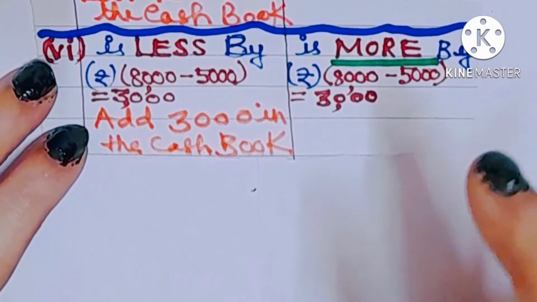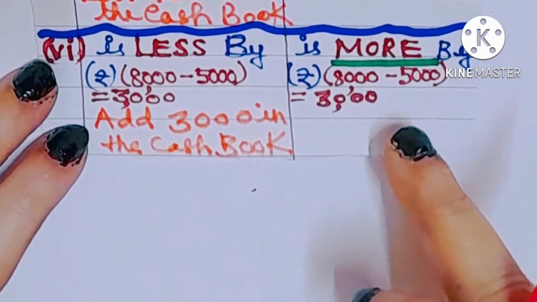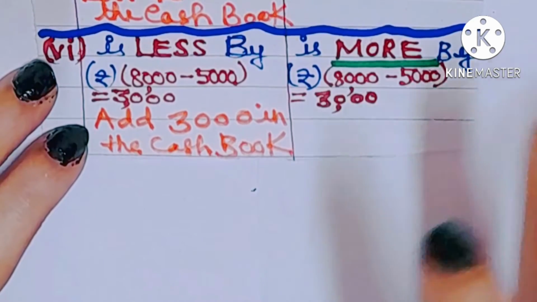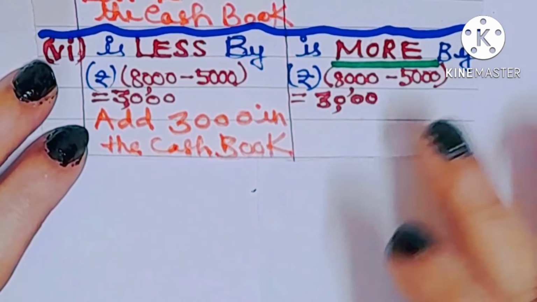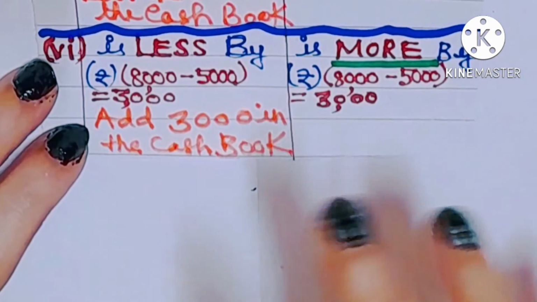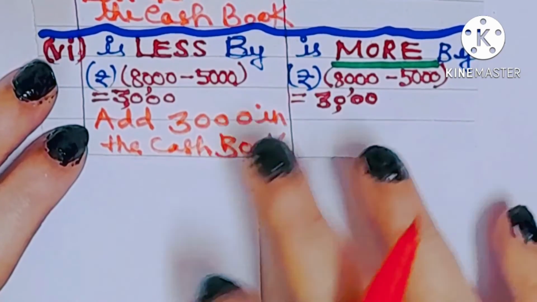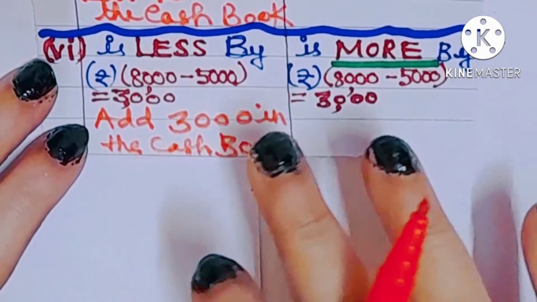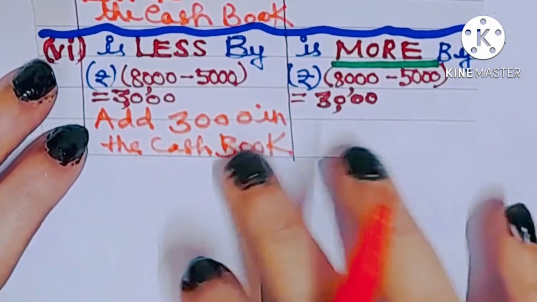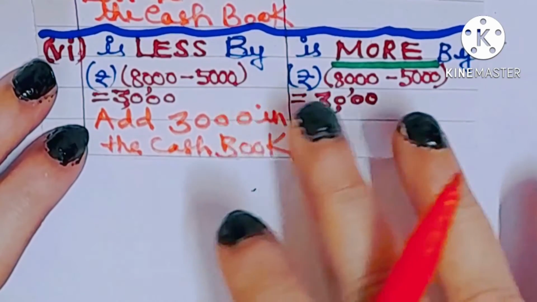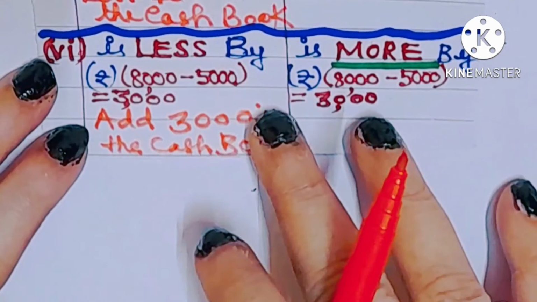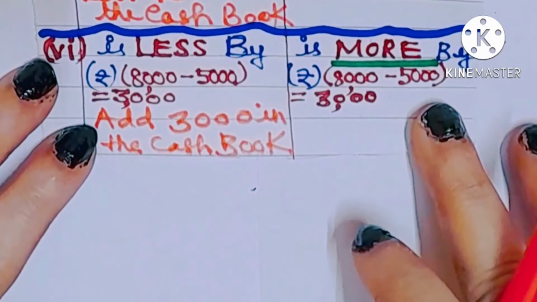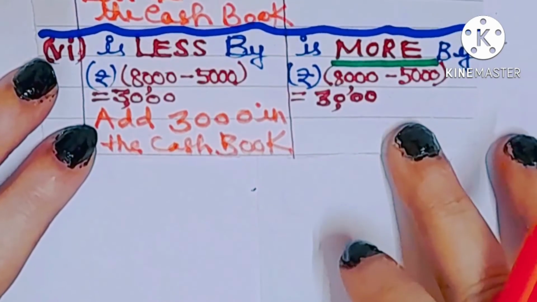So where is another check? So 8,000 minus 5,000 will get 3,000. So the bank did not record another check in the passbook. So passbook balance is more by rupees 3,000. But the businessman recorded both checks, 5,000 as well as 3,000, on the payment side or credit side in the bank column of the cash book. That means businessman has deducted rupees 5,000 as well as rupees 3,000 in the cash book. But bank has deducted only rupees 5,000 in the passbook.